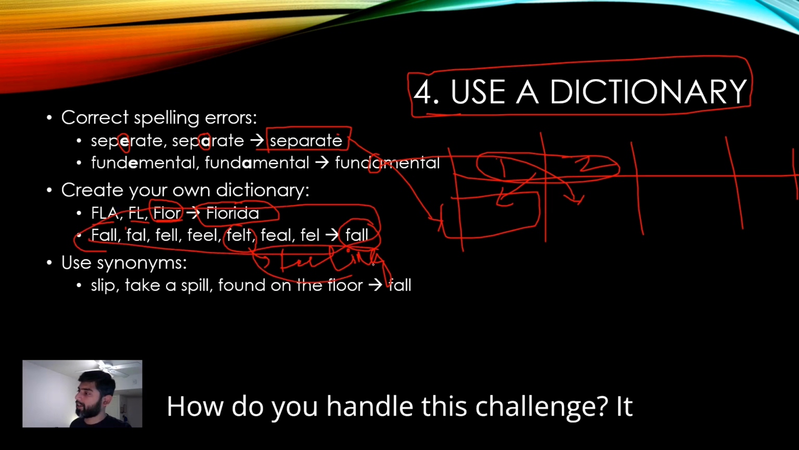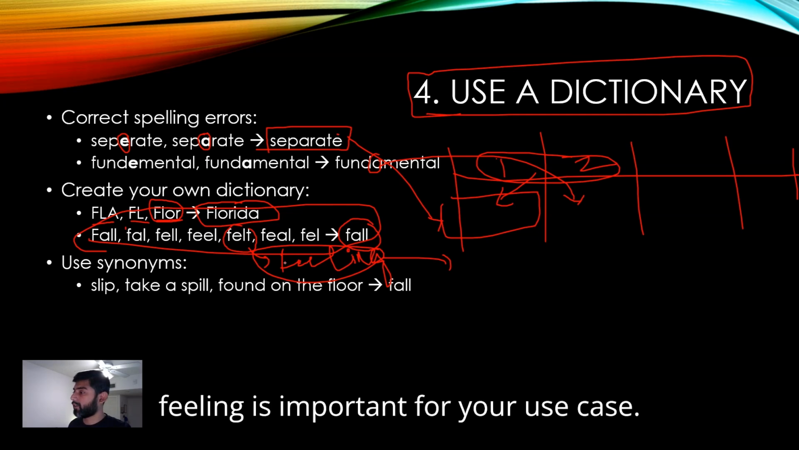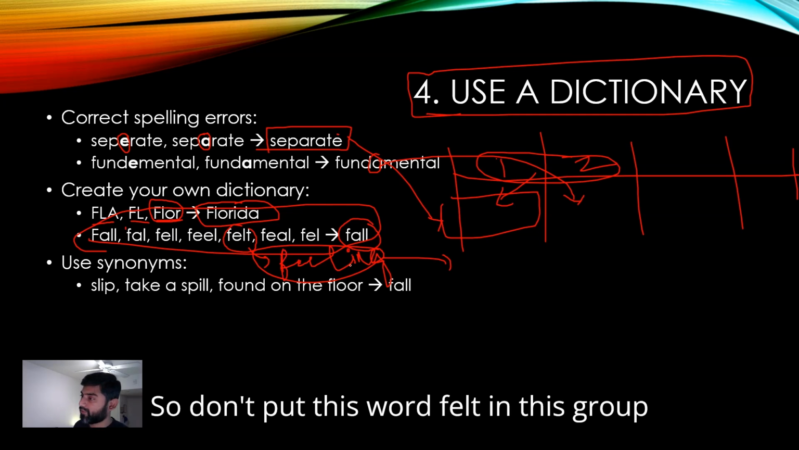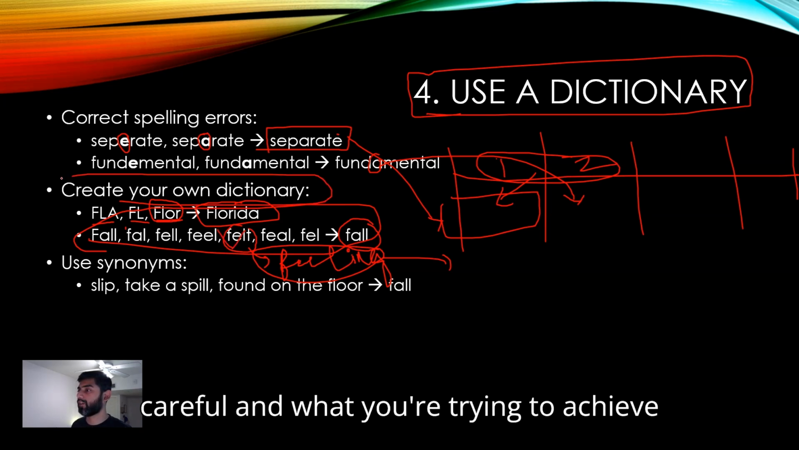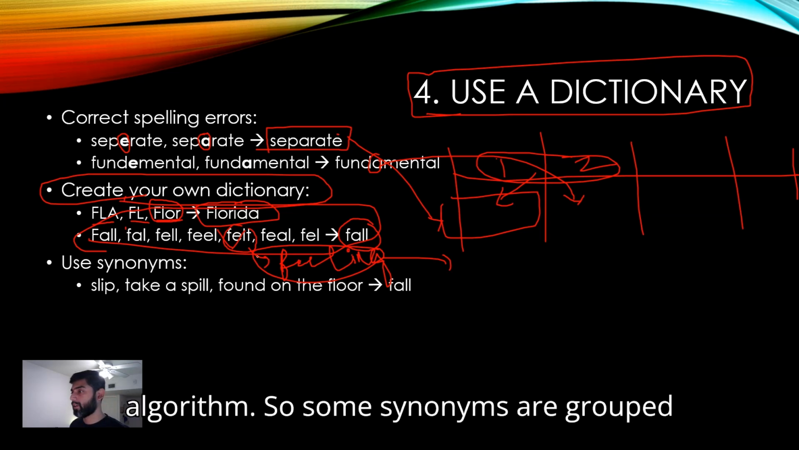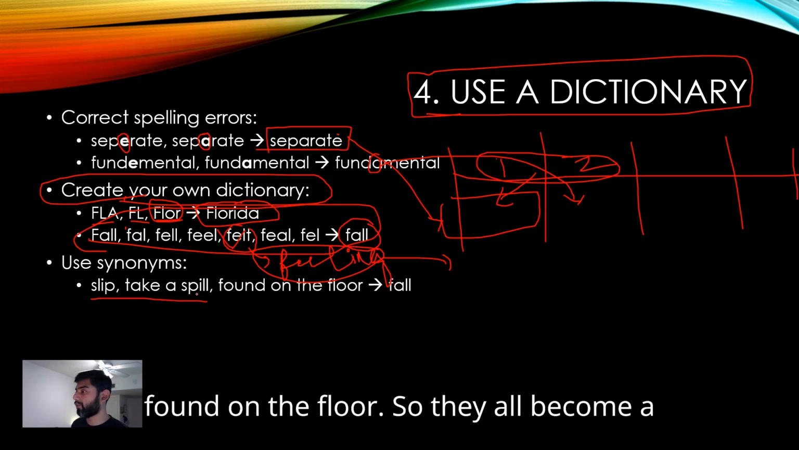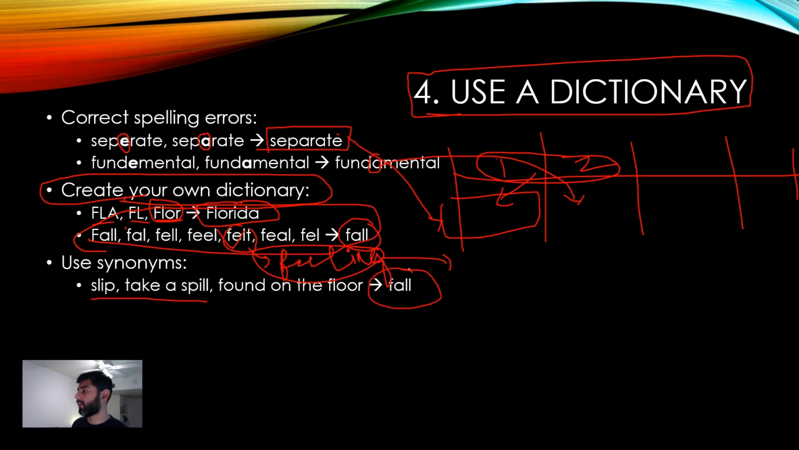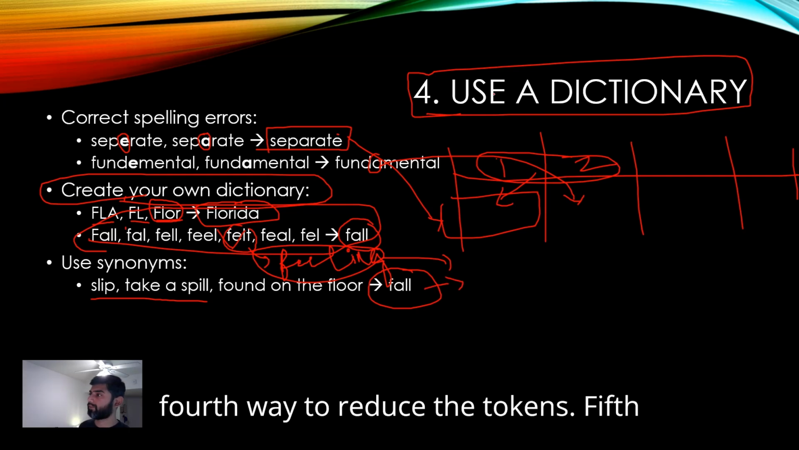How do you handle this challenge? It depends on your use case, whether feeling is important for your use case. If so, don't put the word felt in this group, because you're creating your own dictionary. You have to be careful about what you're trying to achieve with this machine learning or text mining algorithm. Some synonyms are also grouped together. For example, slip, take a spill, found on the floor, they all become a common word called fall. So that's the fourth way to reduce the tokens.